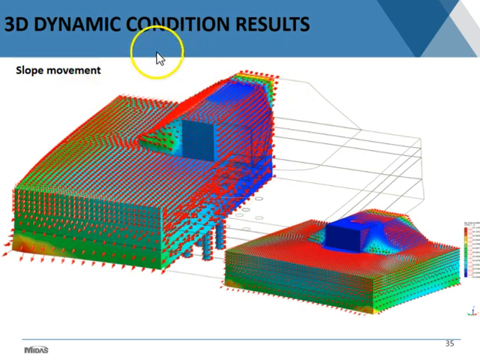So going from 2D to 3D, in this case, it helped you to understand the actual physics of the problem, and also helped you get a better estimate of what would be the actual demand on the bridge.